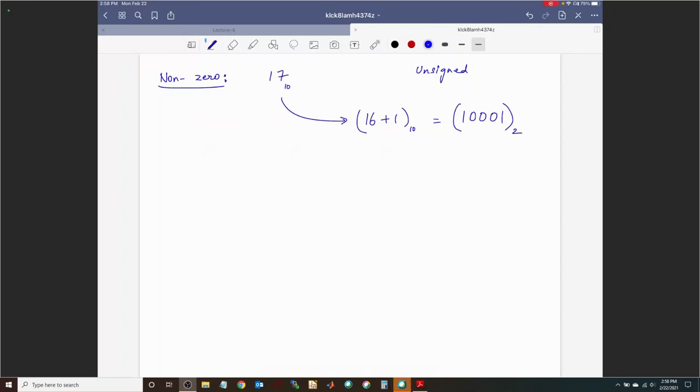Now, let us take a look at some other non-zero number. Pick it at random.